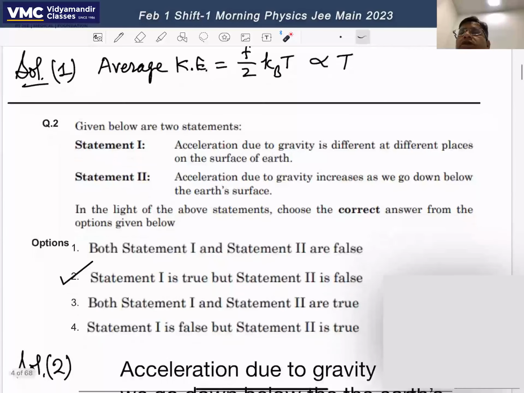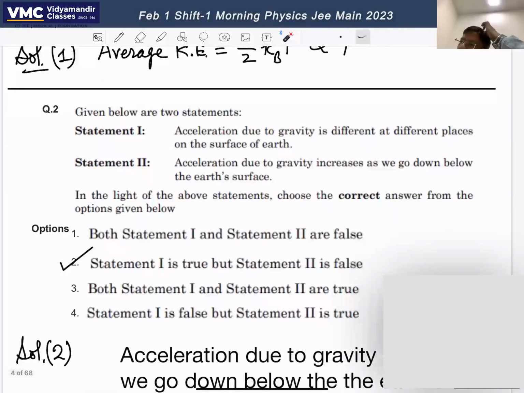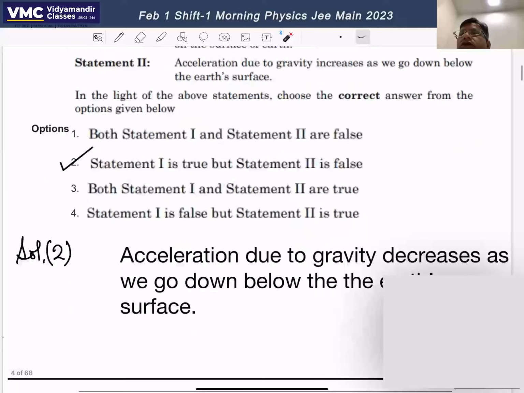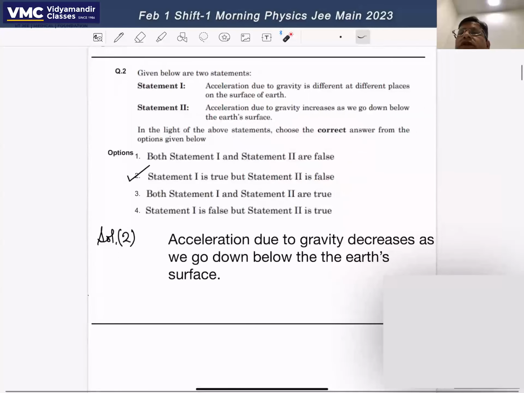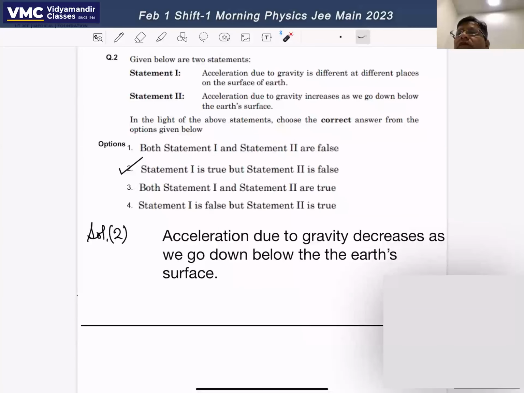For statement 2, as we go down below the Earth's surface, acceleration due to gravity decreases with depth, and it says that it increases. That's why statement 2 will be false. So statement 2 is false and statement 1 is true. So option 2 will be correct, because acceleration due to gravity decreases as we go down below the Earth's surface.